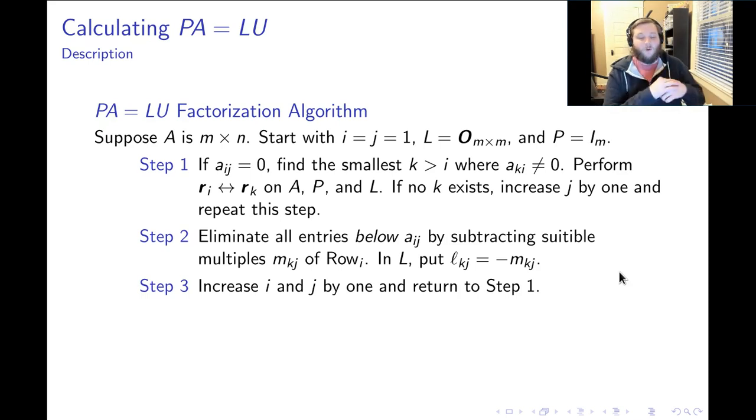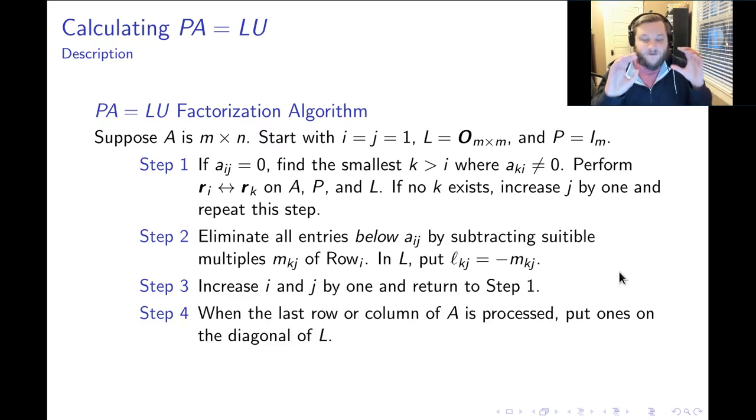Finally, once we've cleared out all entries below a pivot, we move right 1 and down 1, and then we go back to step 1. So this is almost identical to Gauss-Jordan, except we are satisfied with pivot positions that are not equal to 1, as long as they're just not 0, and we only eliminate entries below pivots, not above pivots.